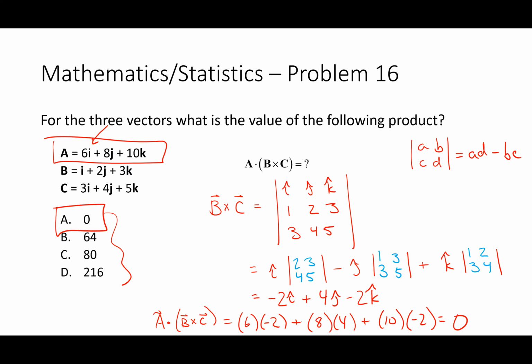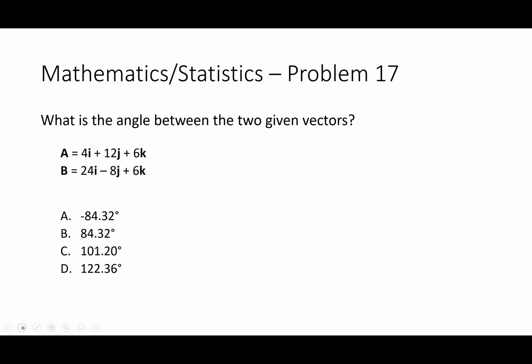So again, not hard, just a quick overview of some dot and cross products. What is the angle between two vectors? There's a couple of ways to go about this. You can use either cross products or dot products. I find that dot products are a lot easier.